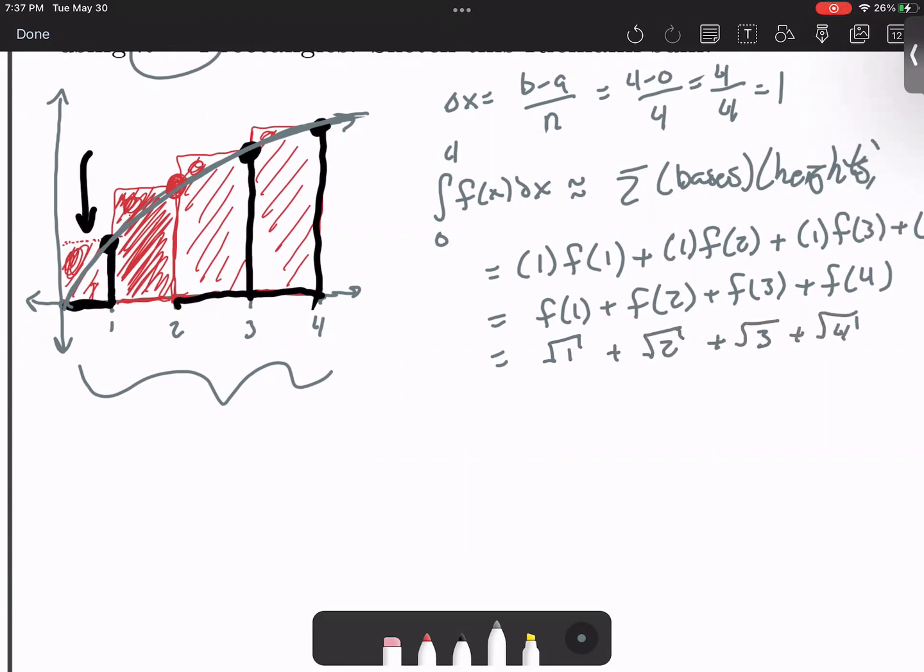Now, this is the exact answer to the approximation. If you wanted to stick this into a calculator, obviously square root of 1 is 1. But if you wanted to add all of this together, you get something about 6.147. So there's about 6.147 square units of space here. Actually, I shouldn't have done that because the square units are there. But there's about 6.1 square units.